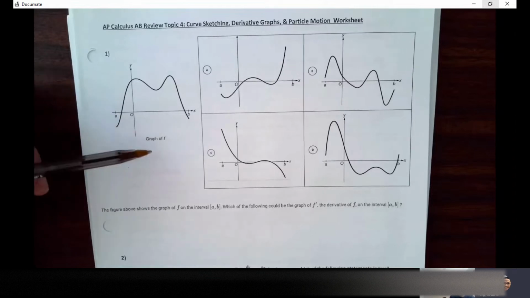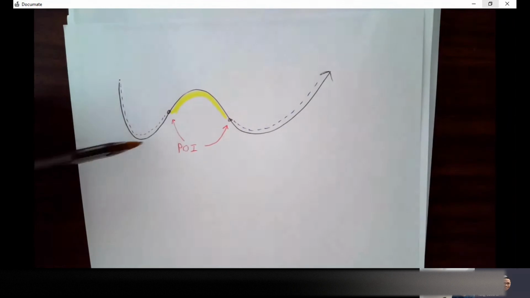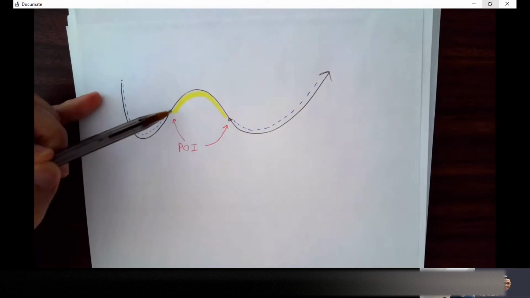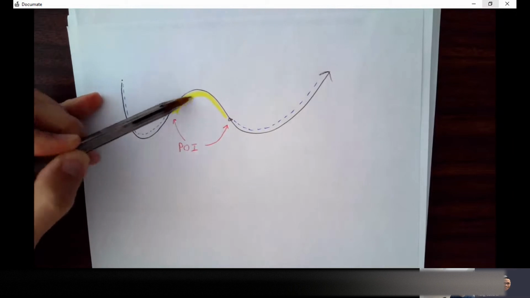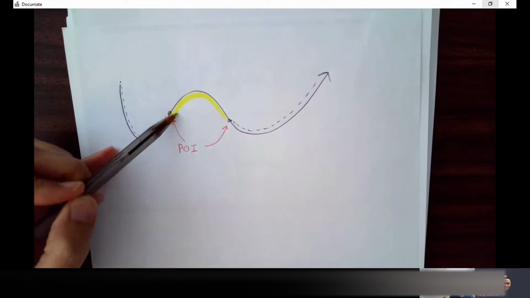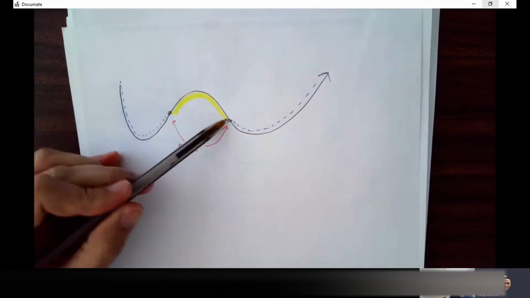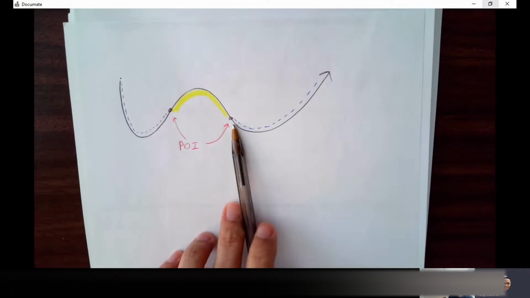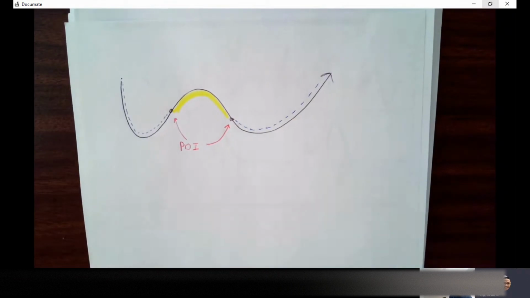But I also want us to be able to pick out points of inflection. Just as a reminder, points of inflection is where the concavity changes, right? So if I can imagine my graph being concave up, and then at some point it changes to concave down, that transition point is called the point of inflection. And then in this graph here, concave down to concave up, that's another transition point. So that's a point of inflection as well.